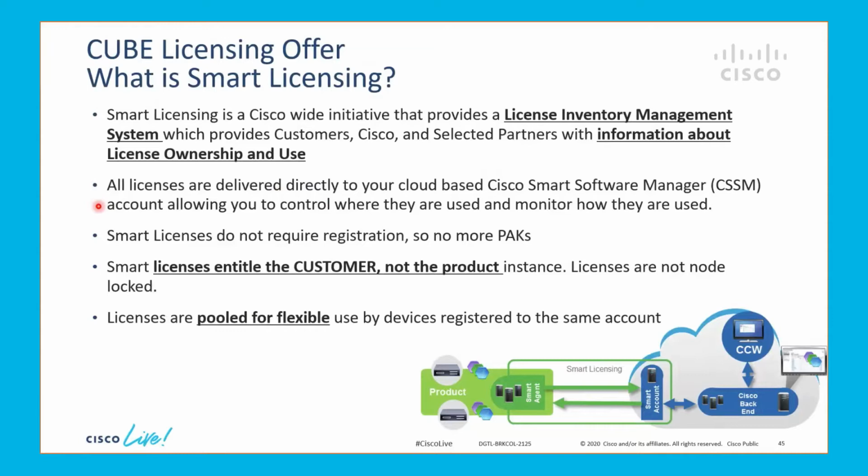Since it entitles the customer, you can use your license on any different product. For example, in the case of Cube, if you have Cube smart licensing enabled in your account, you can use that on box A, and tomorrow you can use it on box B. If you have it for a 4321 and you decide you're upgrading your platform to a 4451, you don't have to repurchase smart-enabled Cube licenses. So smart licensing allows for pooling and transferability between different product instances, since it entitles the customer and not the product itself.